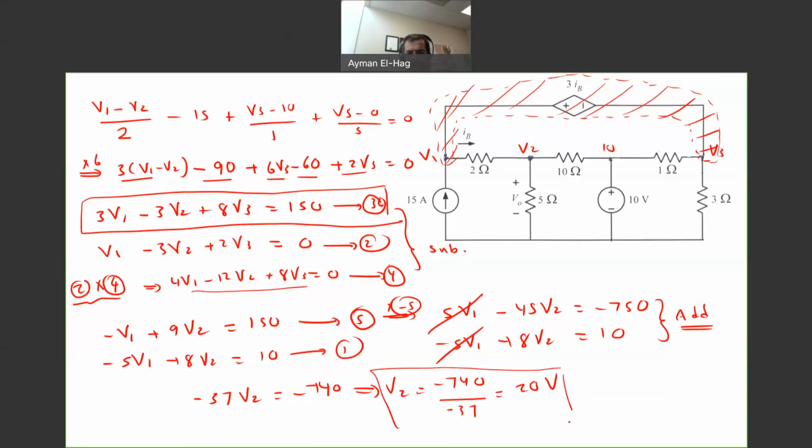And this 20 volts is basically your V2. Now, if I want to find V1, I can use this equation and then go back and find V3. But my question is find V naught. This is your V naught, and my problem is solved.